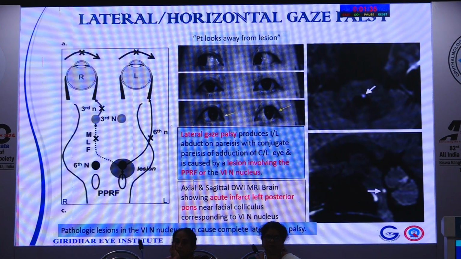So coming to horizontal gaze palsy, I want you to listen carefully because this is very important to distinguish from a sixth nerve palsy. In a sixth nerve palsy, only the fascicular part is involved, so you only have an abduction limitation, whereas in a horizontal gaze palsy, you have a limitation of abduction of one eye and adduction of the other eye. So it can occur with a lesion anywhere in the PPRF as well as the sixth nerve nucleus. So that is the key here. Both can produce a horizontal gaze palsy.